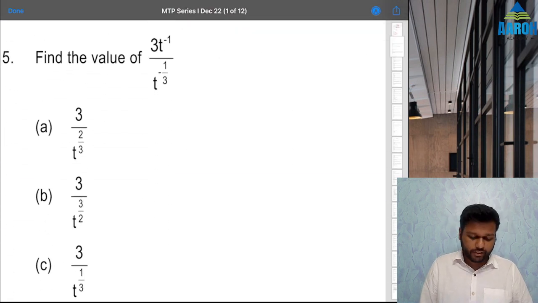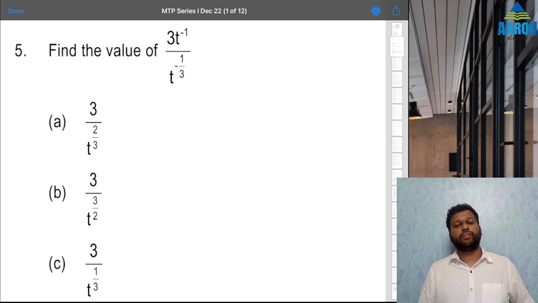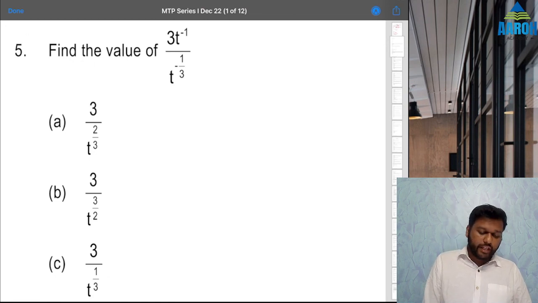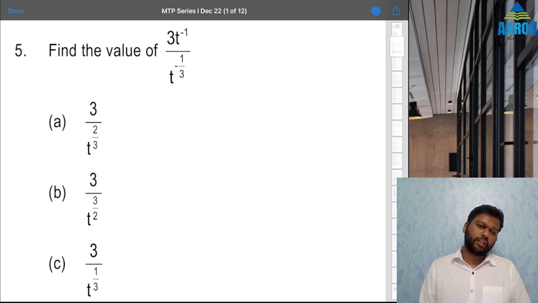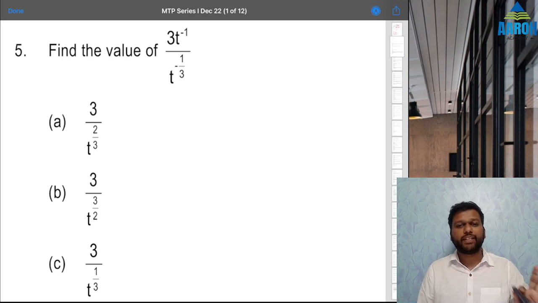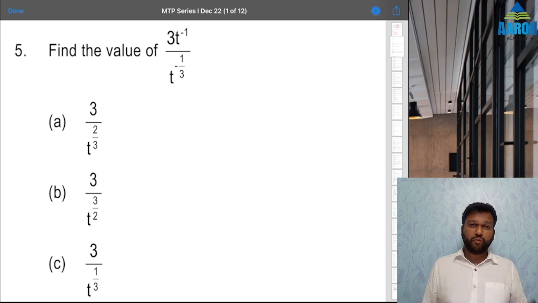Next, find the value of this. A basic indices question. Fine. So 3 into t raised to minus 1 upon t raised to minus 1 by 3. You can again use your calculator, M plus and M minus, that's it. Or if you want, you can convert it to positive powers, because many students make mistakes with negative powers.